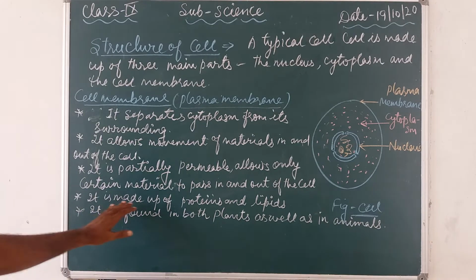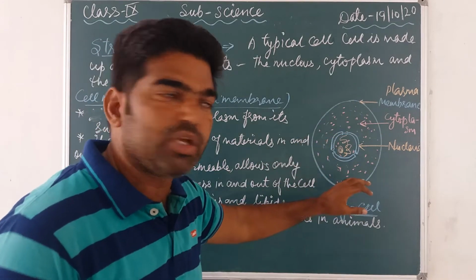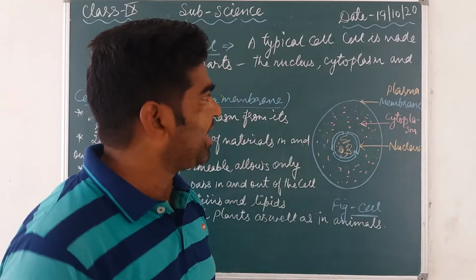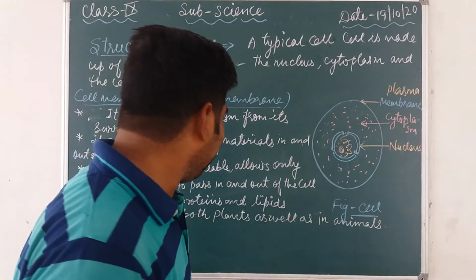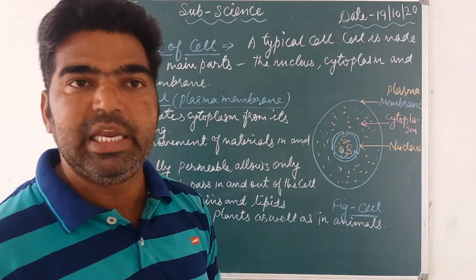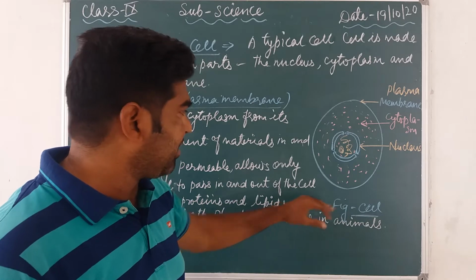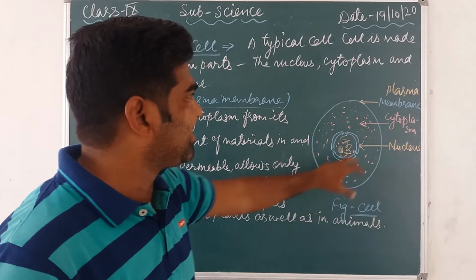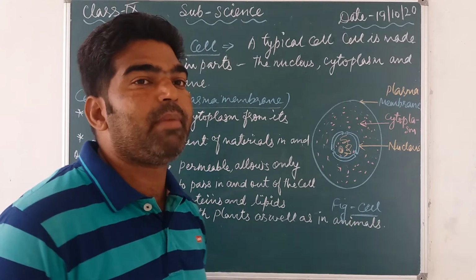Next thing, it is made up of protein and lipids. Means the structure of the plasma membrane or cell membrane is made up of two complex molecules, protein and lipids. And the process by which this membrane is formed is known as biogenesis.